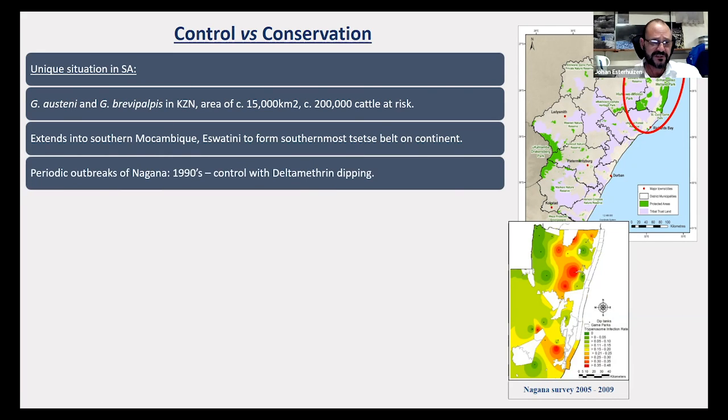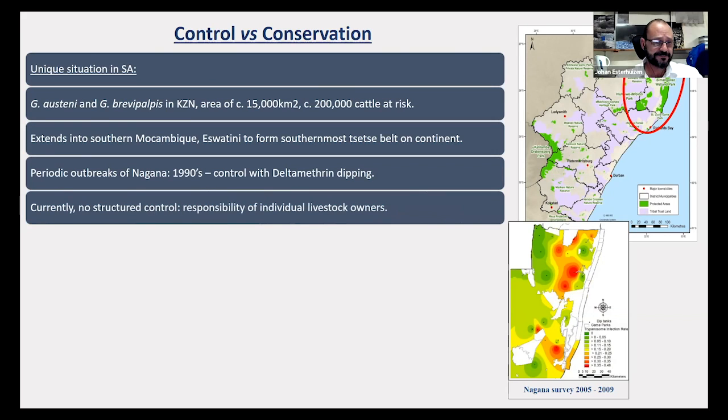So there are periodic outbreaks of Nagana in KwaZulu-Natal. The last serious one was in the 1990s, and this was controlled with deltamethrin dipping in the dip tanks. This bottom photograph, the map with the red areas surrounding the little black dots, all those little black dots are communal farming area dip tanks. Veterinary services went in and ran a deltamethrin dipping campaign where farmers would come in every 2 weeks and dip their cattle, and that controlled the situation.